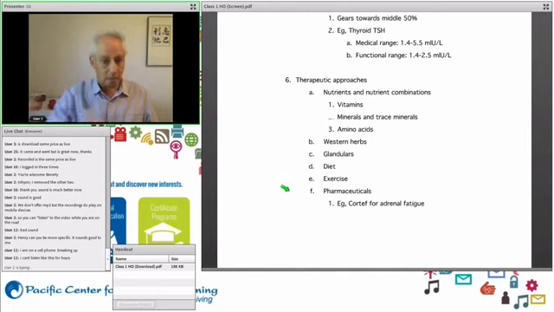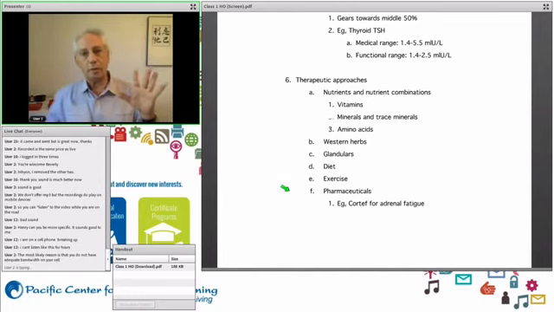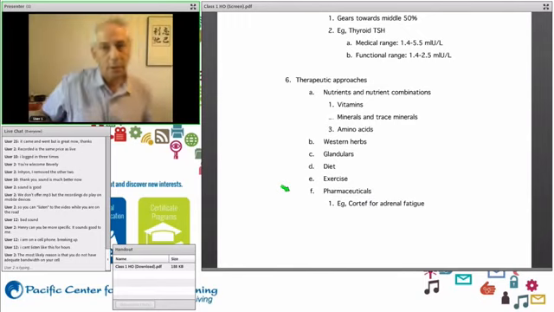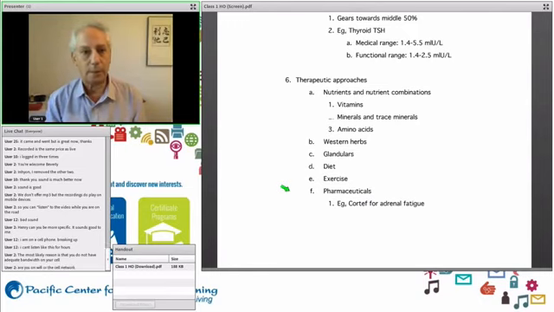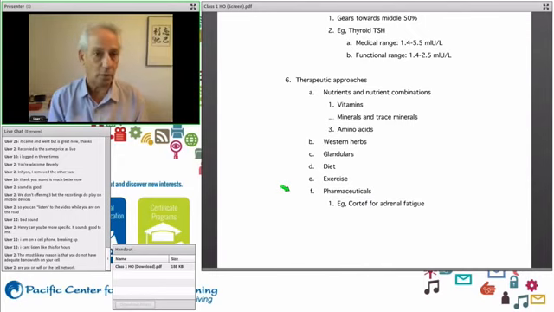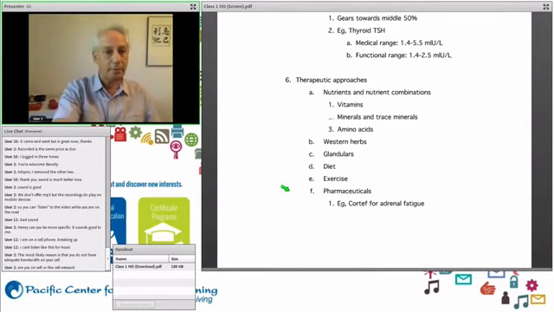And medical doctors will use pharmaceuticals. For example, they'll use Cortef for adrenal fatigue. Now, some of those pharmaceuticals are fine. I'm not 100% against pharmaceuticals. I'm for what helps the patient the best without hurting them. And for some patients, taking Cortef is just very helpful. Now, we can't prescribe Cortef, but there are things like Cortef we can prescribe.